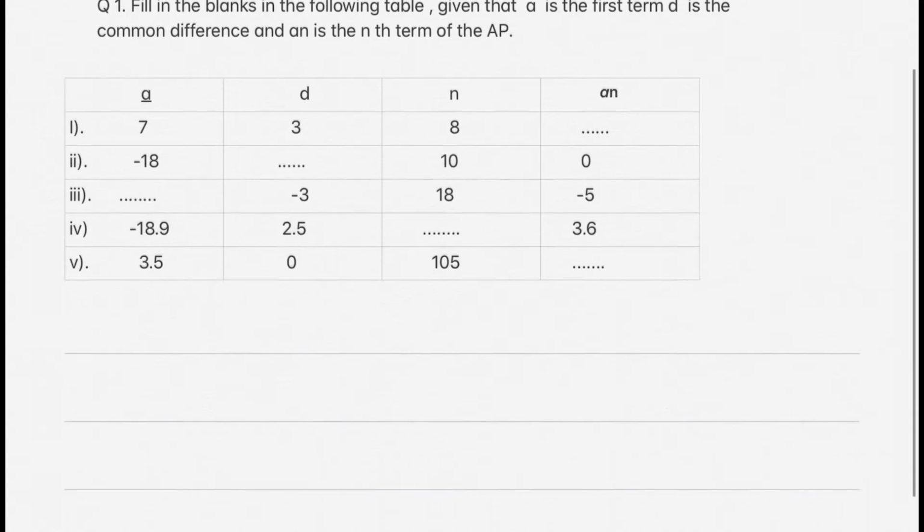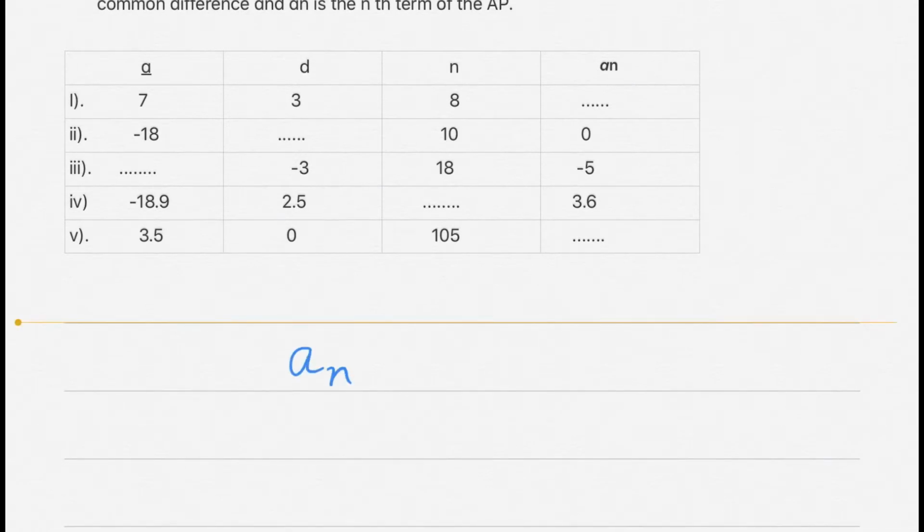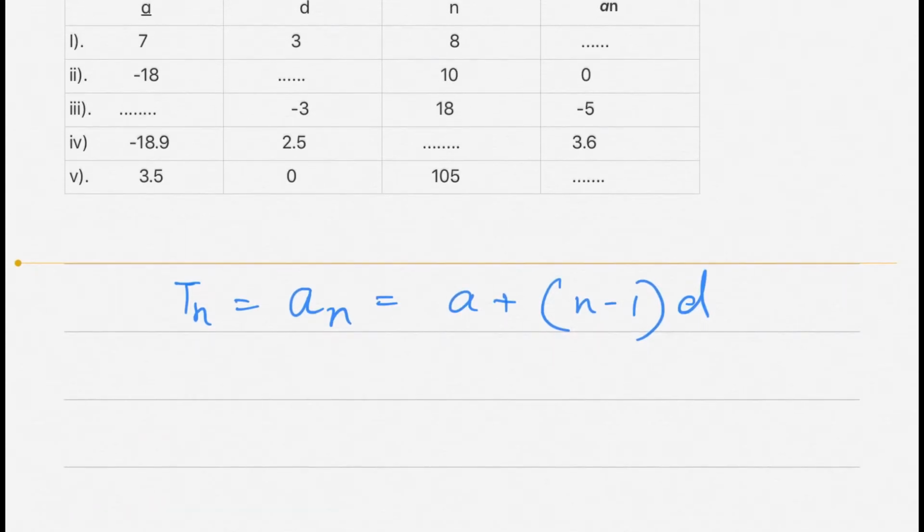So now we know that the nth term of an AP is equal to, or I could write Tn also, so an is equal to a plus (n minus 1) into d. So that is clear now. So let's move to each part of the question.